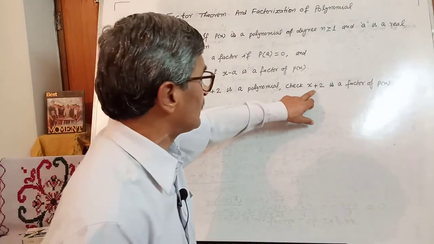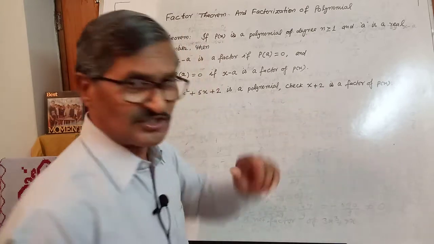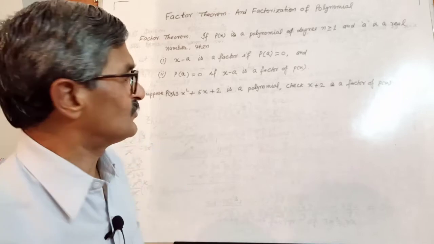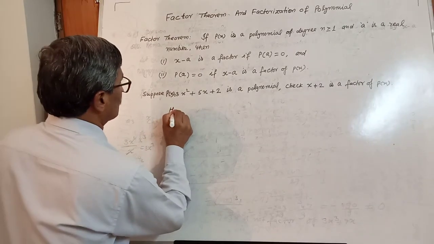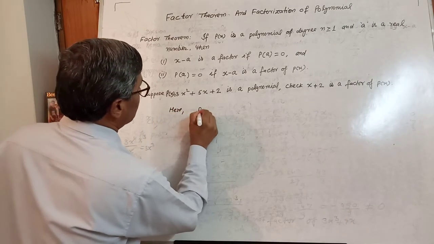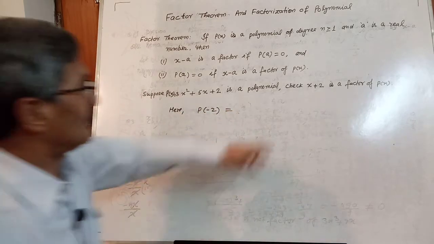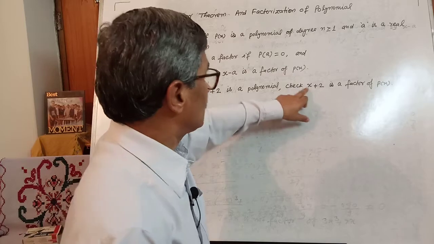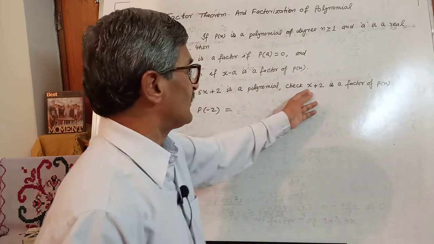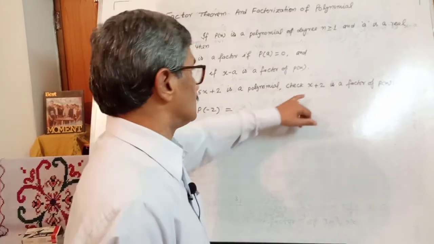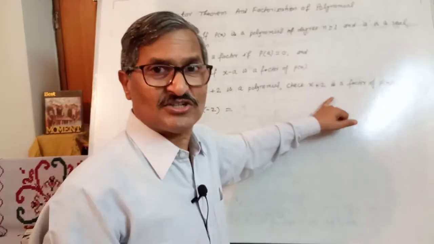Then what will we check? Whether p(-2) is equal to 0. We are going to check whether p(-2) is equal to 0. Here p(-2) we are going to find out. If x plus 2 is there, then x is equal to minus 2 will give 0. The zero of this polynomial is x equal to minus 2.